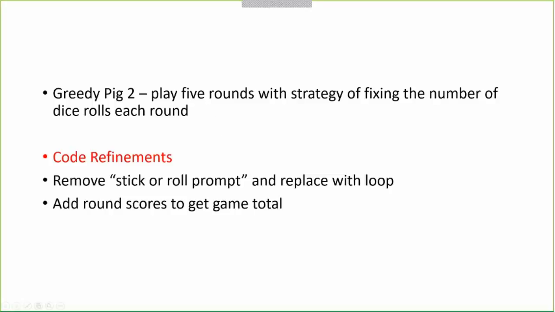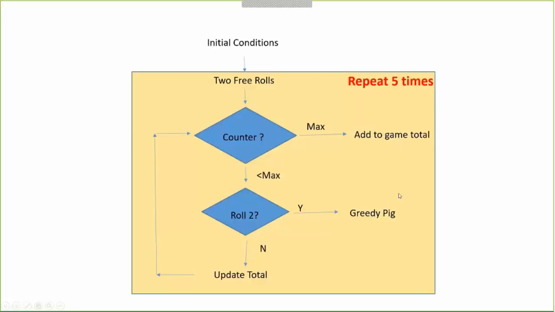And to do that, we no longer need the stick or roll prompt. We're going to replace that with a loop. And a little bit like what Peter did, we're going to add the scores together to get the game total. So if we have a look at the code for that, we've got our 2 free rolls again, and then my strategy here was that I was going to repeat this 5 times, and we introduce a counter rather than the, actually I might have made a mistake there, I've confused myself.